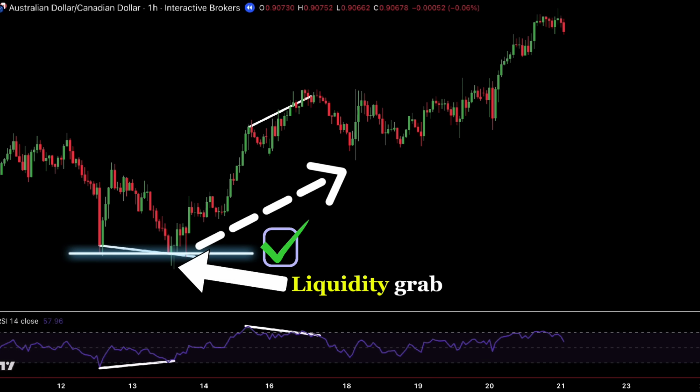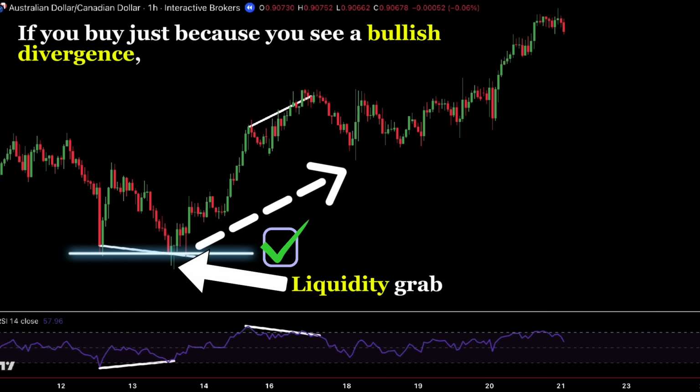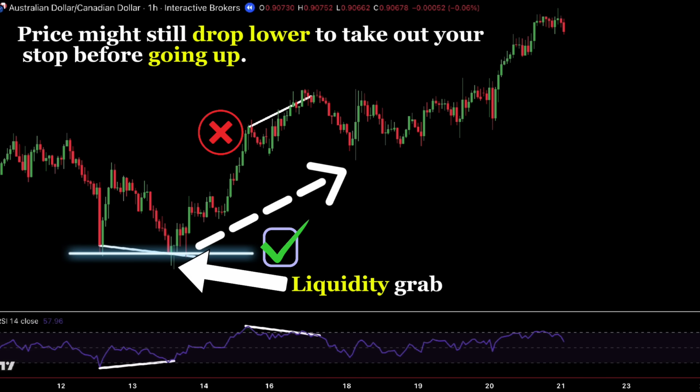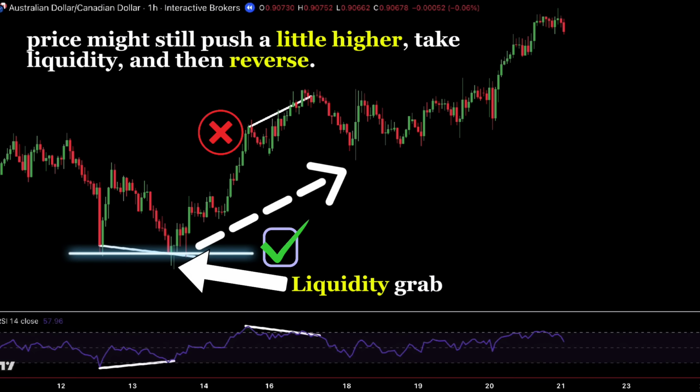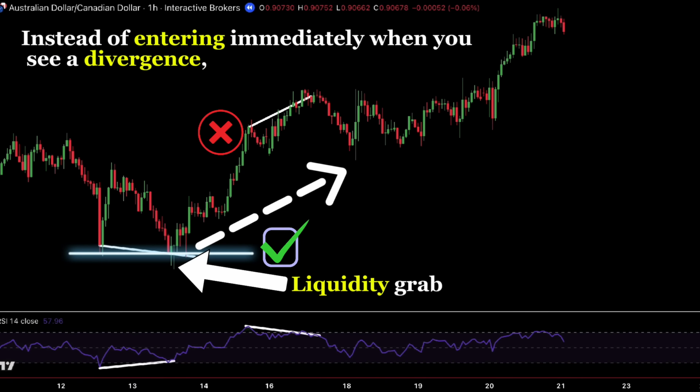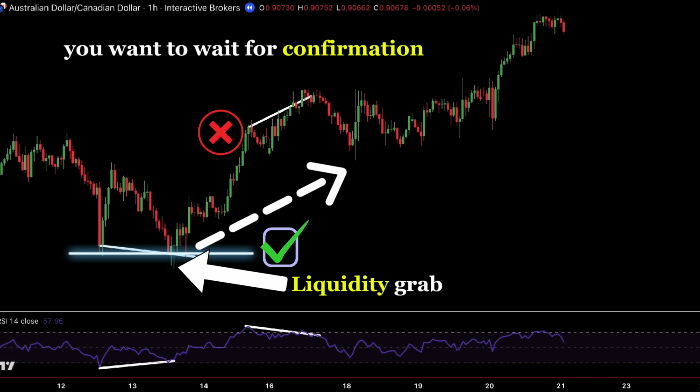In other words, it hunts the stop losses of retail traders who enter too early. That's why if you buy just because you see a bullish divergence, price might still drop lower to take out your stop before going up. And if you sell just because you see a bearish divergence, price might still push a little higher, take liquidity, and then reverse.